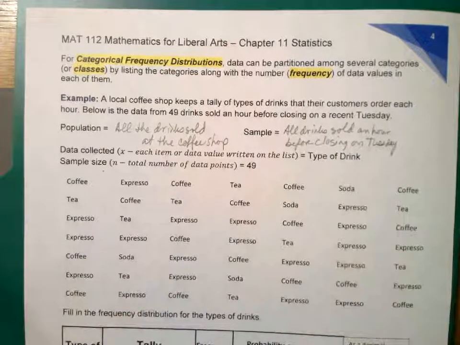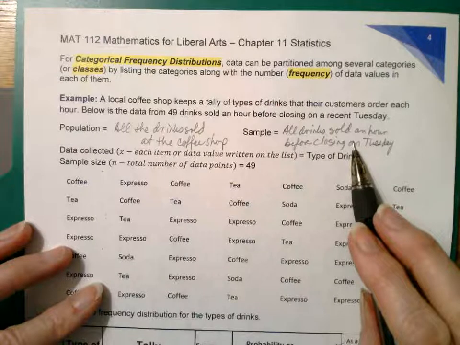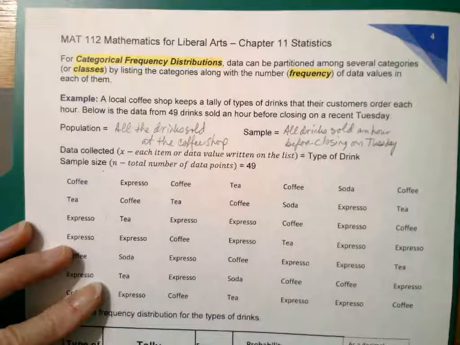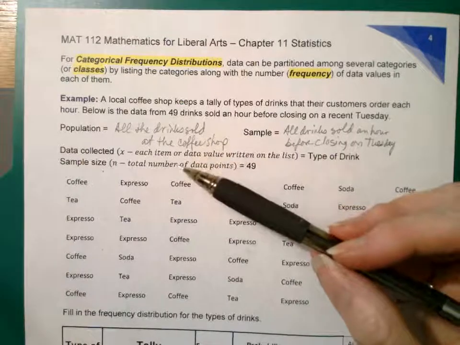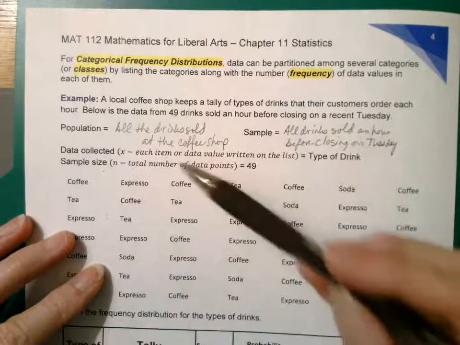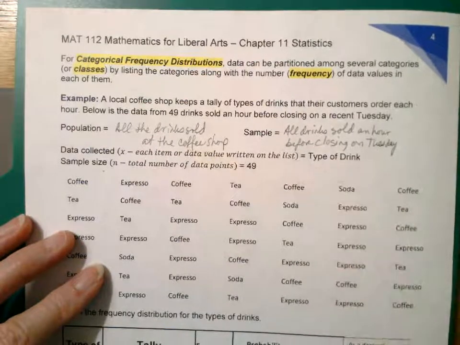So they're going to do a sample by using the hour before closing on Tuesday. They might do another sample for opening on Sunday or the middle of the day, and they'll have different samples with different averages, different frequencies. But we're not counting all of the drinks sold. That would be too many to count. If they sold 49 in the last hour, that would be ridiculous number crunching. They don't want to do all that, so they're going to pick a sample and go with that.